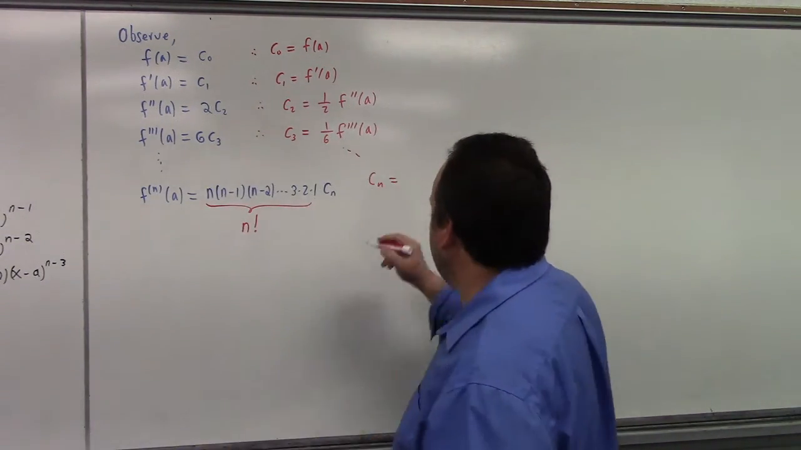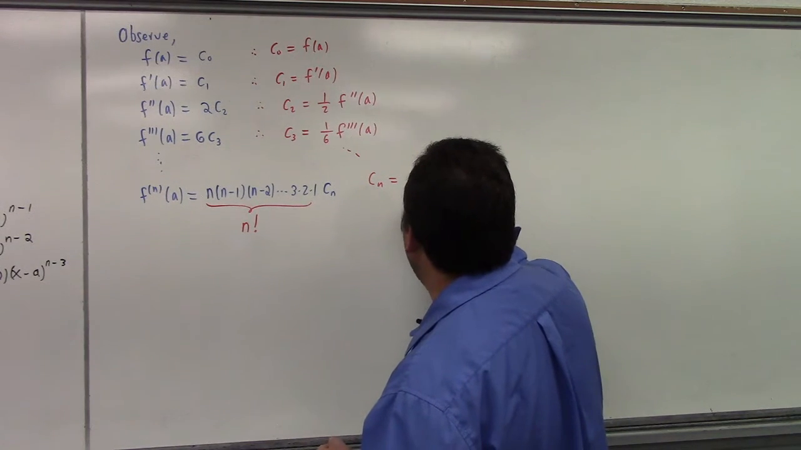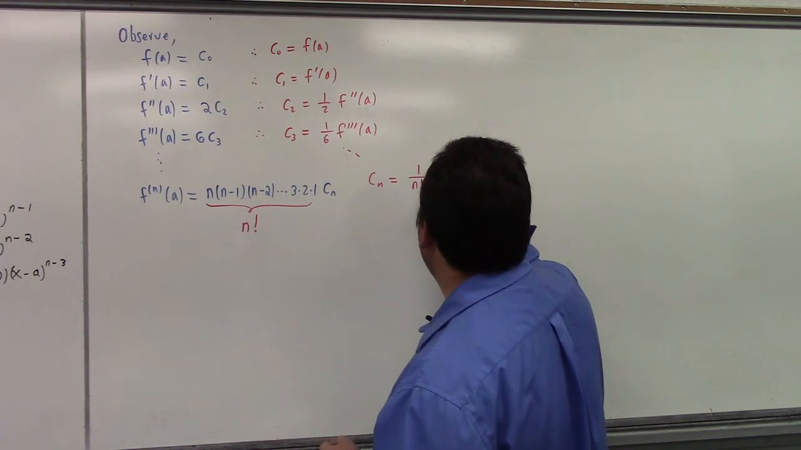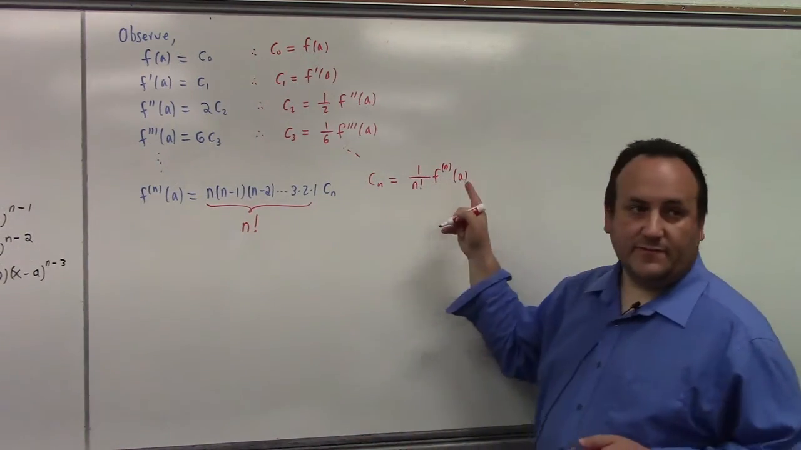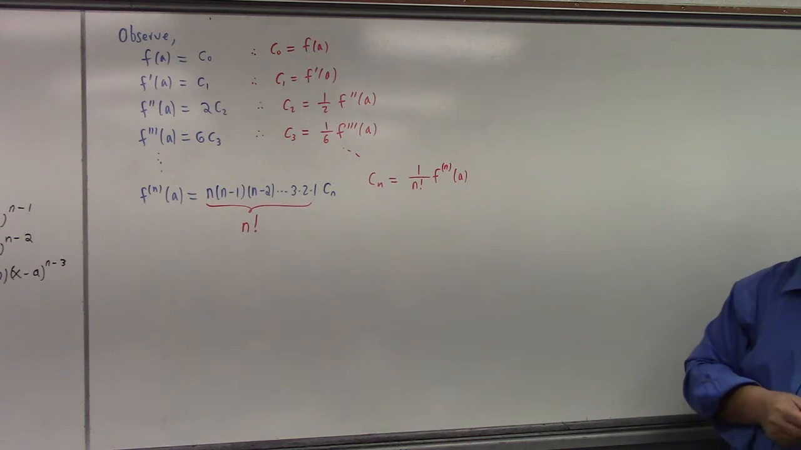All right. So we could write this as 1 over n factorial times the nth derivative at a. Notice the parentheses for the nth derivative, right?